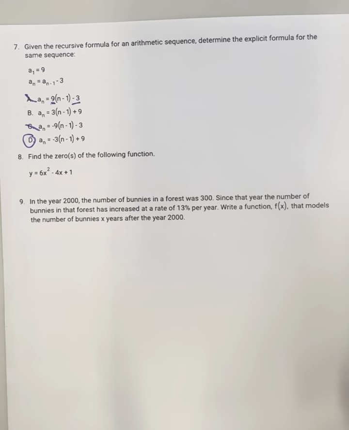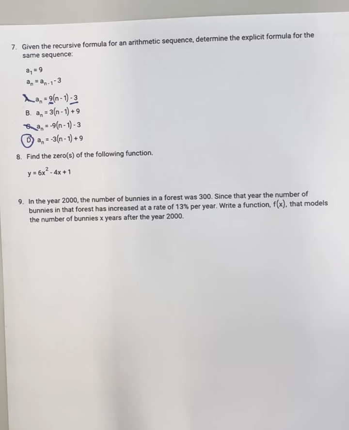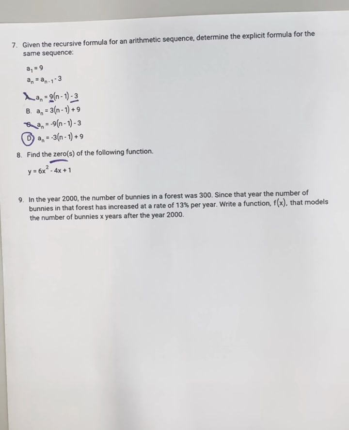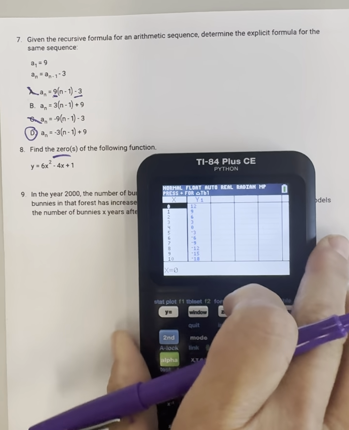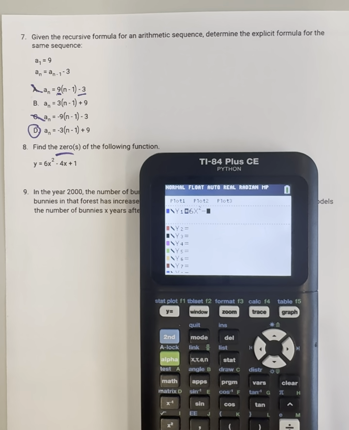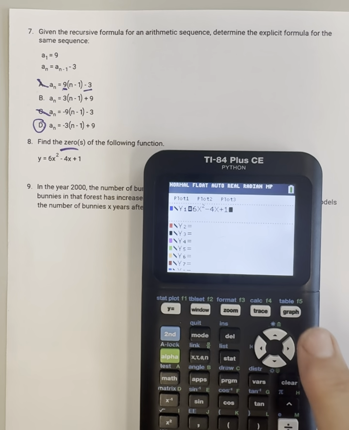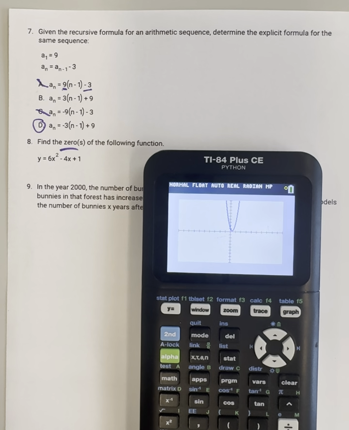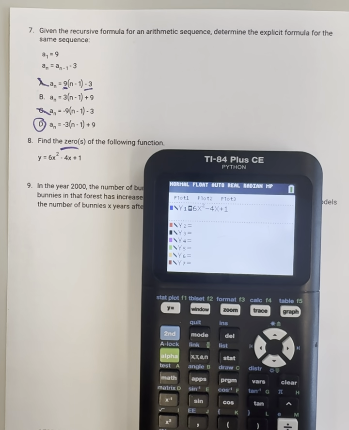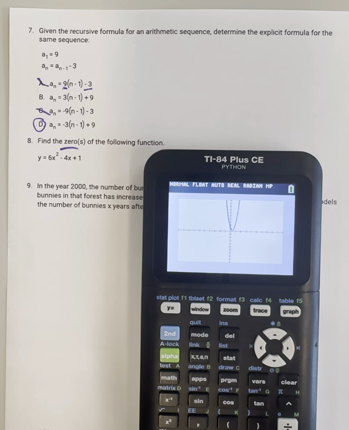Find the zeros of the function. So the zeros of the function is where it crosses the x-axis. It's your solution. So you can graph it, or you can factor it. Always start with graphing so you can see what your answers should be. So 6x squared, and sometimes you get lucky and they're whole numbers. 4x plus 1, graph. So it looks like x squared minus 4x plus 1 looks like it's above the line. Let's focus on that one.